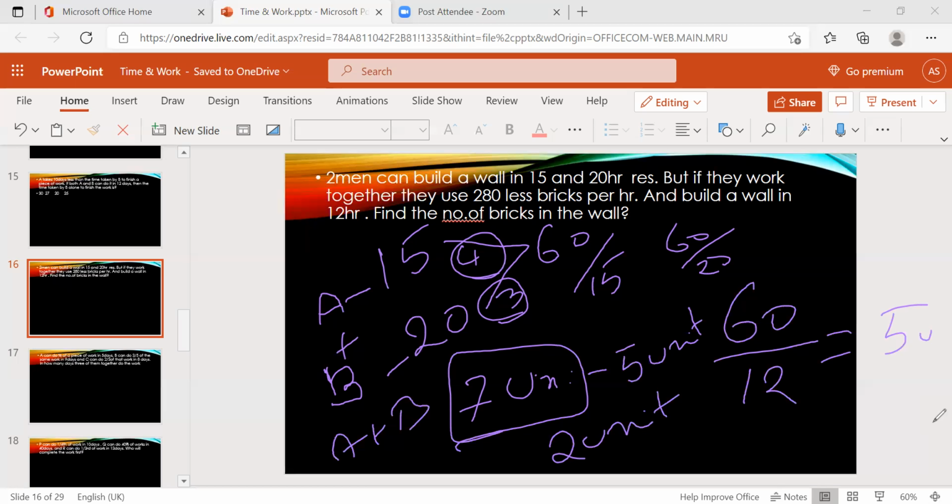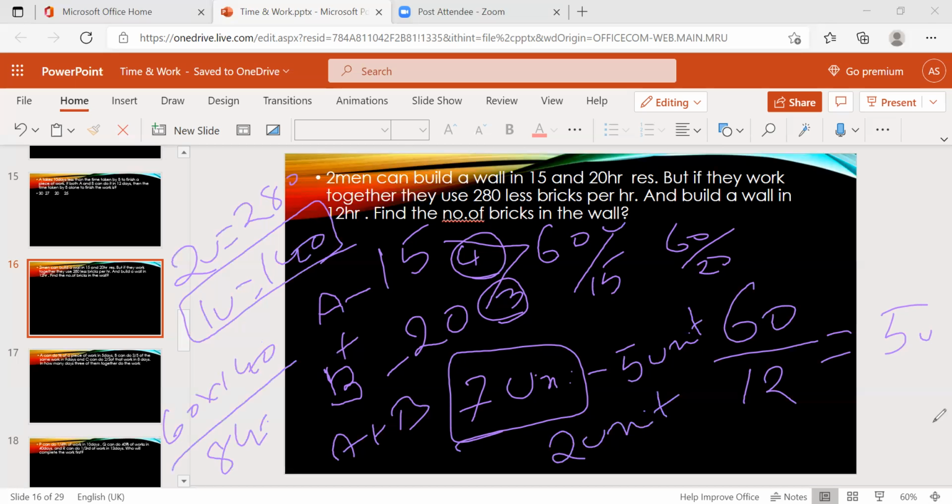This 2 units equal to 280 less bricks. So 1 unit is nothing but 140, right? Now, actually, what they're asking, find the number of bricks. How many units is there totally? 60 units is there. So 60 into 140 is nothing but 8400 bricks they are using.